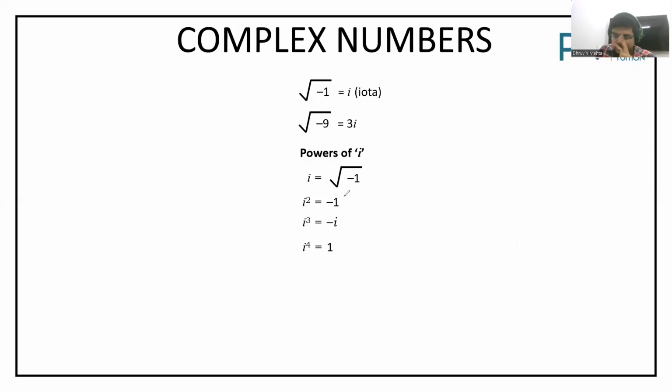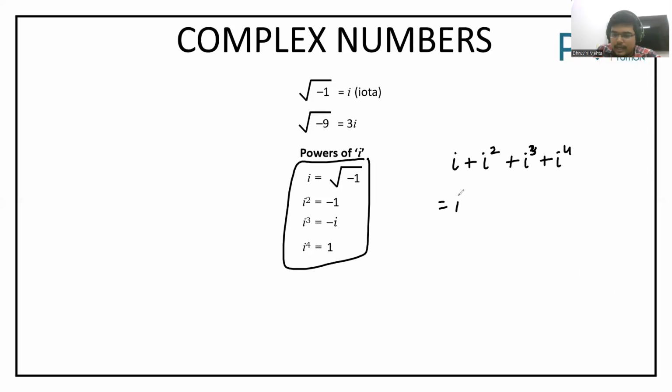Second thing, let's see what happens if we add these 4 powers. If we add i, i square, i raised to 3 and i raised to 4. So this is i, i square, Arush, is minus 1, i cube is minus i and i raised to 4 is 1. So what will be the answer of this? 0.